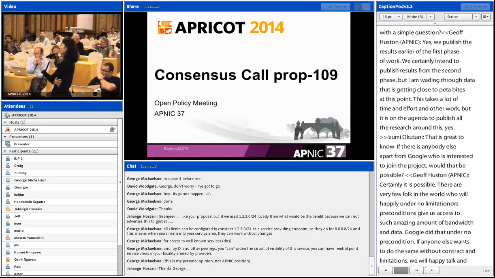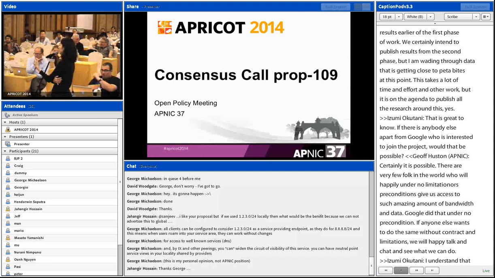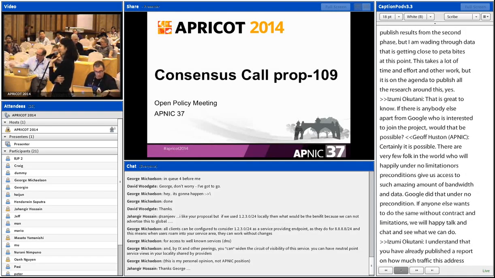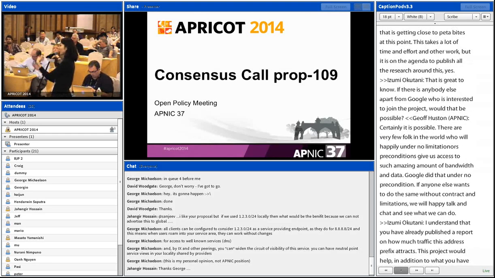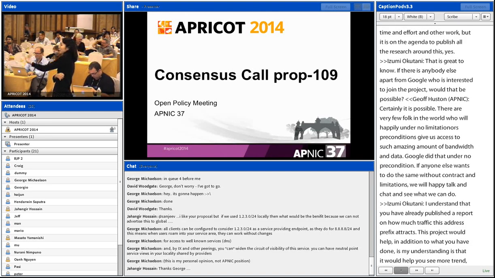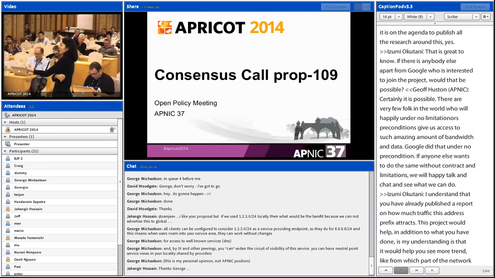So what this project would help, in addition to what you've done, is my understanding is that that would help you see more trend in from which part of the network, or what are any exact trend? Is there anything, what exactly is the additional thing that you might be able to work with this project?